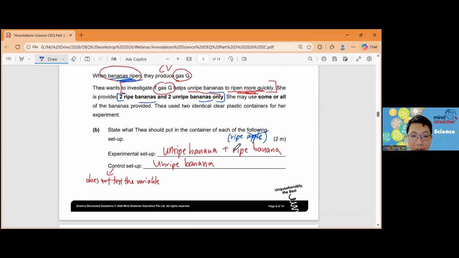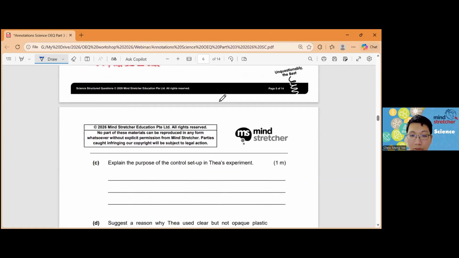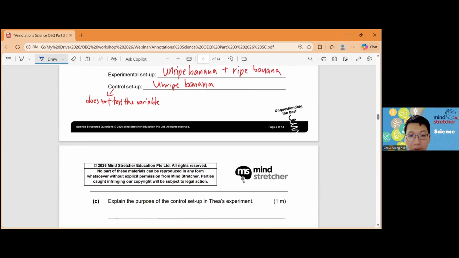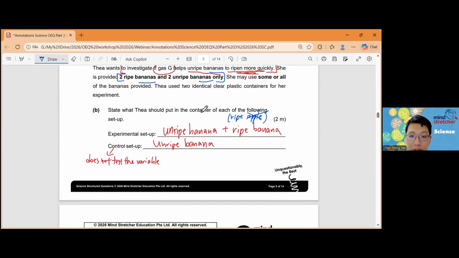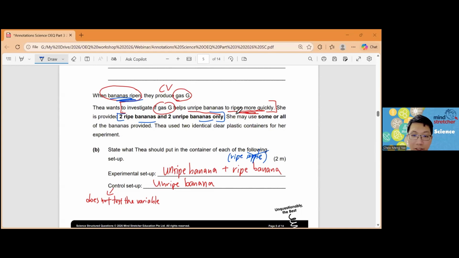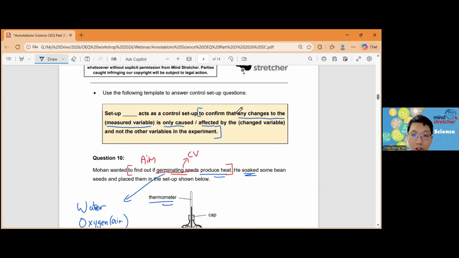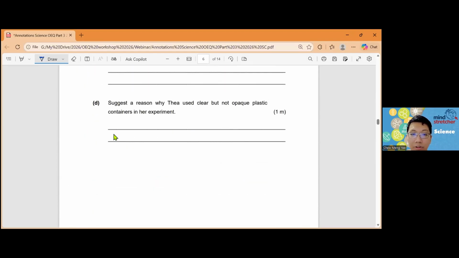We have this setup, right? The control setup only got unripe banana. Experimental setup has unripe banana and a ripe banana. So, what is the purpose? Explain the purpose of the control setup. So we are using it to confirm, not to see. Right, remember the phrasing for your template? To confirm that what? What is the difference between the two setups? The unripe banana ripening faster, right? That is the thing that you're measuring. Unripe banana ripening faster. Okay, to confirm that.